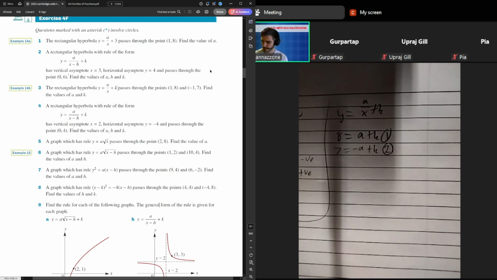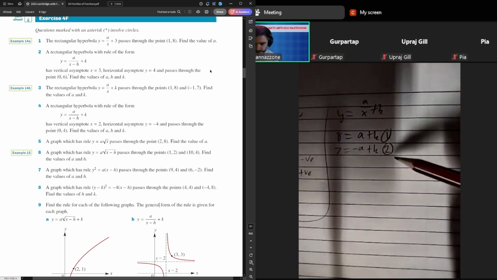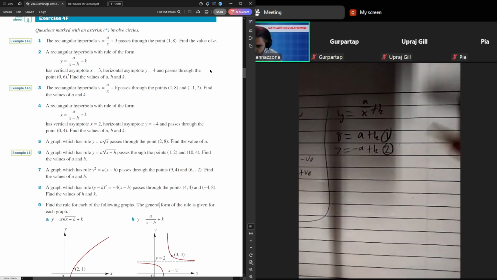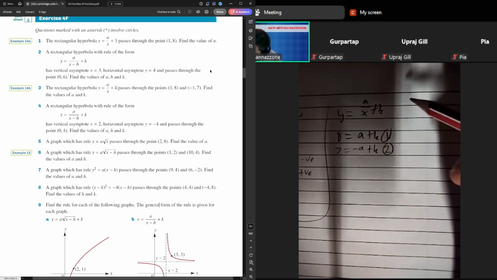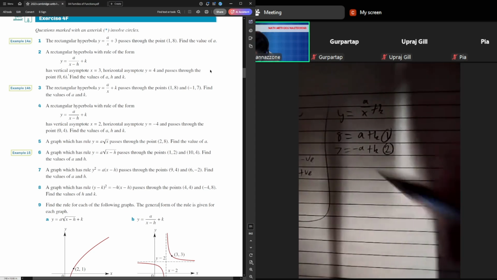Capital A minus little a. I'm not 100% sure what that means. A minus a. So if this is equation 1 and this is equation 2, when you do the elimination method, you do elimination based on the terms. Okay, we can do 1 minus 2. Yeah, so that'll eliminate the k in that case.